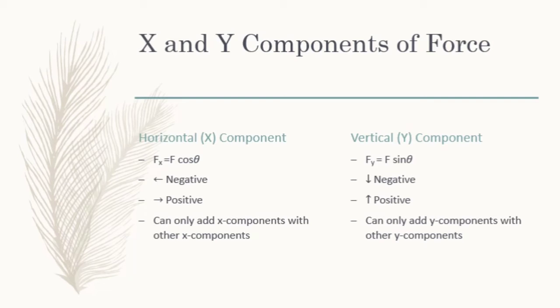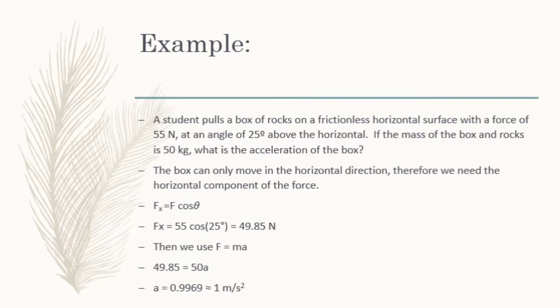You can only add y components with other y components, keeping in mind that up is positive and down is negative. Here's an example. A student pulls a box of rocks on a frictionless horizontal surface with a force of 55 newtons at an angle 25 degrees above the horizontal. If the mass of the box and rocks is 50 kilograms, what is the acceleration of the box?